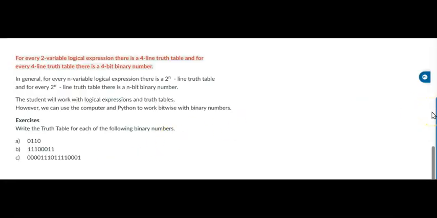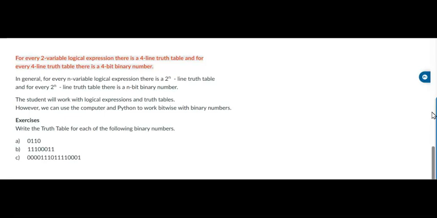In general, we'll be working with 2 variables, so I want to summarize the information there. For every 2 variable logical expression, there is a 4-line truth table, and for every 4-line truth table, there is a 4-bit binary number. In general, for every n variable logical expression, there is a 2 to the n line truth table, and for every 2 to the n line truth table, there is an n-bit binary number.